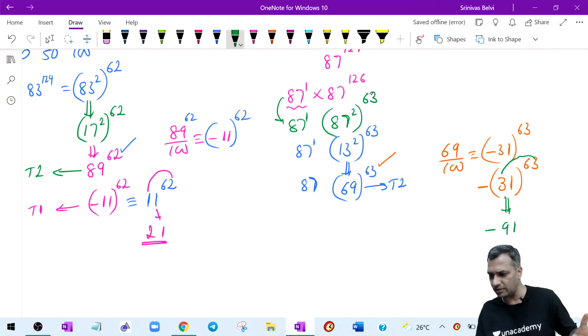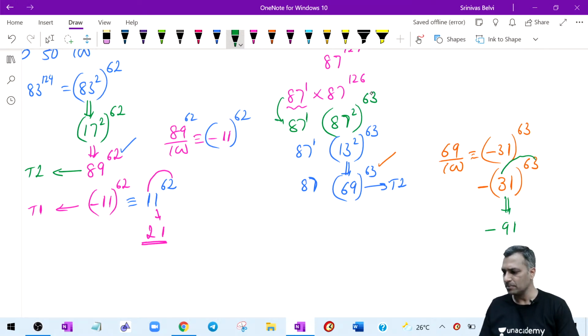I think everything is fine here. I guess I'm not making any mistake, right? Okay, minus 91. So you are writing this as minus 91. Minus 91 is nothing but 0, 9. I can write it as 0, 9. I say that from here, the remainder looks like 0, 9.